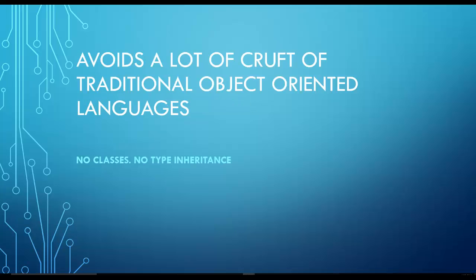So it avoids a lot of the cruft of traditional object-oriented languages. And what I mean by that is that, as I said before, object-oriented languages aren't necessarily suited towards multi-core processing and parallelism and concurrency. Although you can do those things, it's a little bit harder. In addition to that, Go also does away with things like classes and type inheritance, which you see in a lot of other different languages. So if those aren't your cup of tea, then you're probably going to like Go quite a bit.